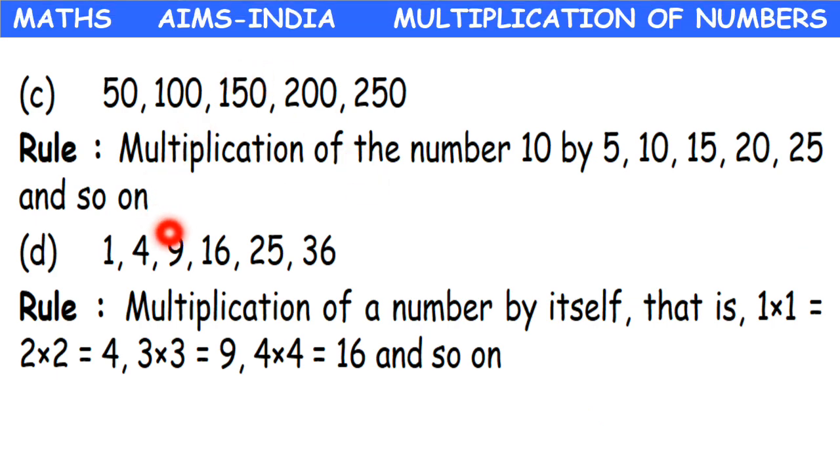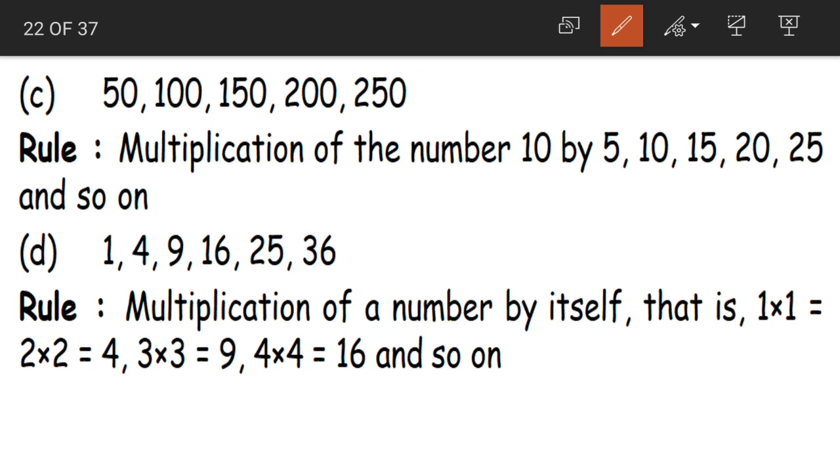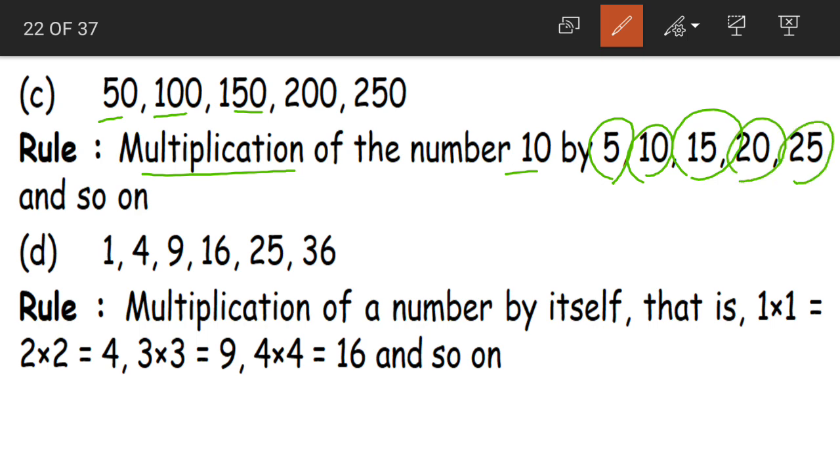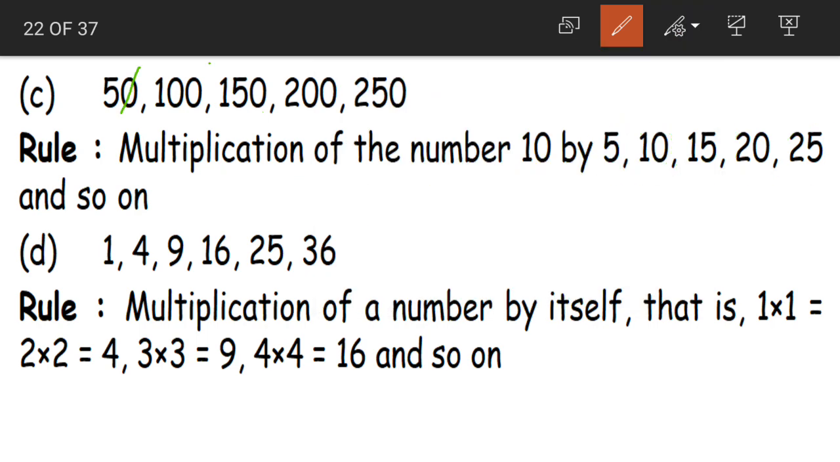Now another two examples are given here. 50, 100, 150, 200, 250. What do we observe? What are we observing here? All the numbers are from the multiplication of the number 10 by 5, 10, 15, 20, 25. What do we observe? There is 1 zero in each number.